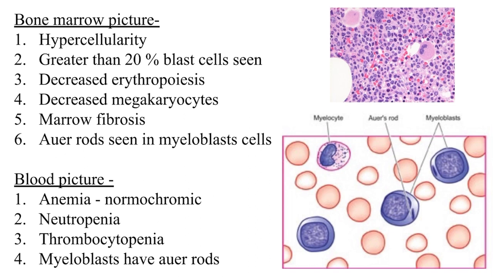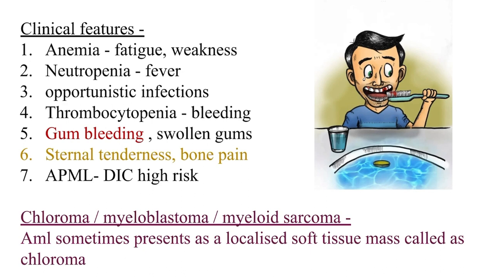Neutropenia, again it is a myeloid leukemia, right? So only myeloid cells are increased. Other neutrophils, platelets, RBCs are decreased. So you can see neutropenia. That means the patient is more susceptible to infections. Thrombocytopenia, bleeding occurs, and myeloblasts have Auer rods. Remember this point, myeloblasts have Auer rods.